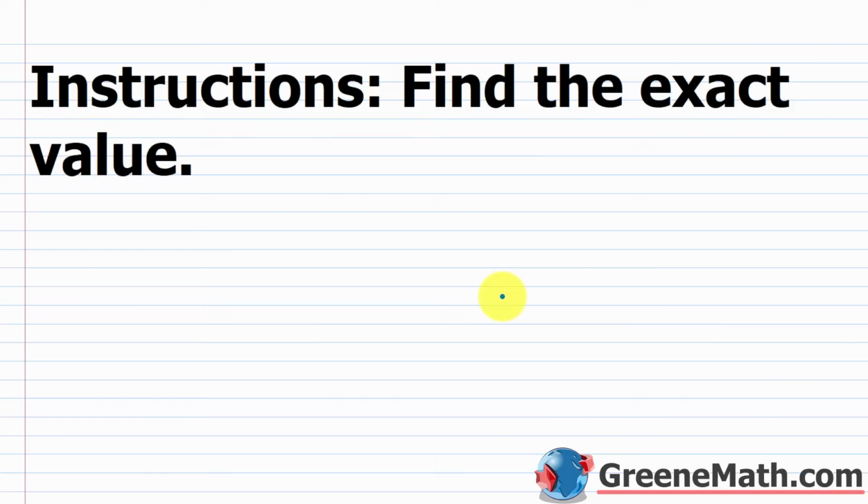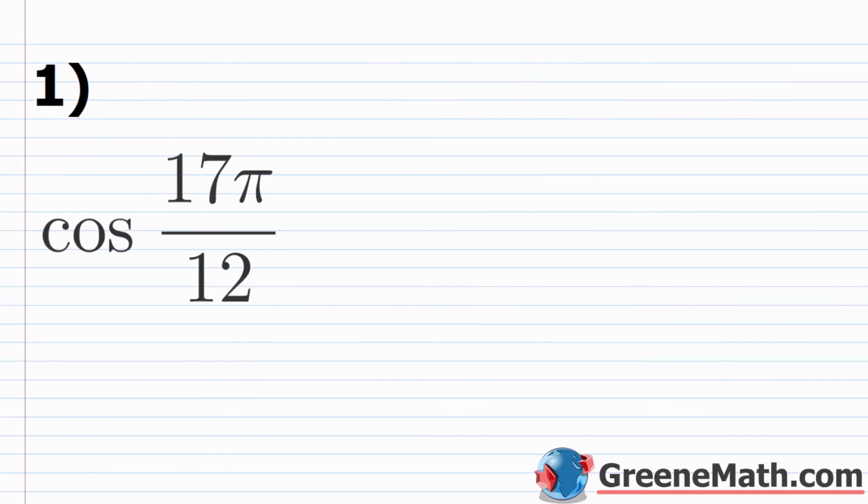All right, let's take a look at the practice test. So for the instructions, we're asked to find the exact value. And for the first problem, we have the cosine of 17 pi over 12. Now, a lot of people do not like working with fractions.